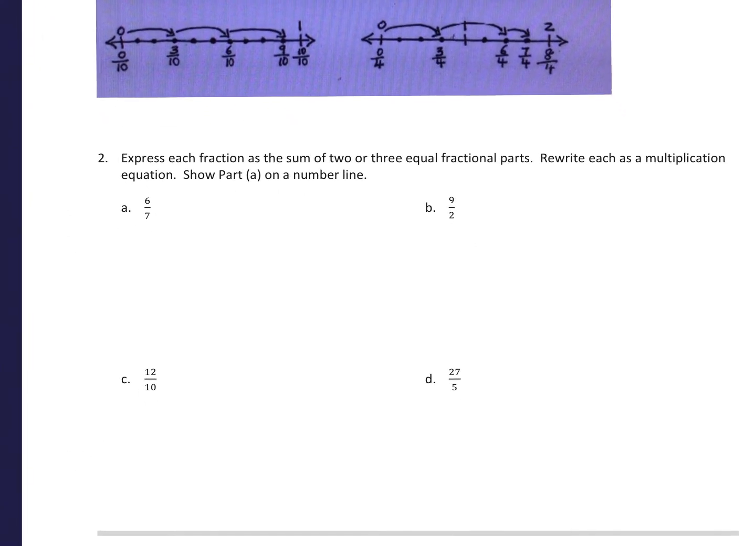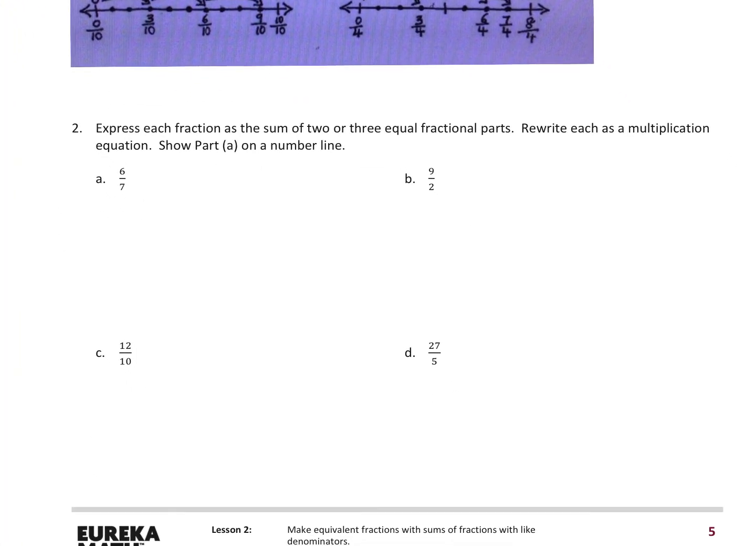So let's look at number 2. Express each fraction as the sum of 2 or 3 equal fractional parts. Rewrite each as a multiplication equation. And it says show part A on a number line. So this might seem a little intimidating, but let's take it piece by piece. It says express each fraction as the sum of 2 or 3 equal fractional parts. What does the sum mean? Well, the sum is an answer of an addition problem. So what it wants us to do is rewrite this as an addition problem.